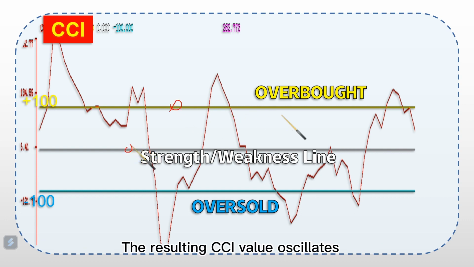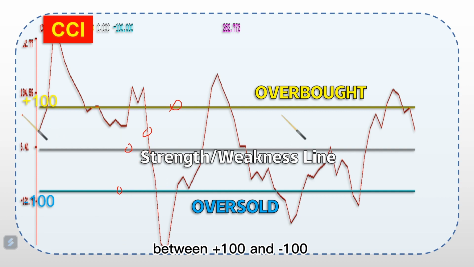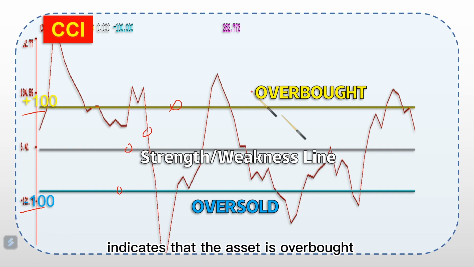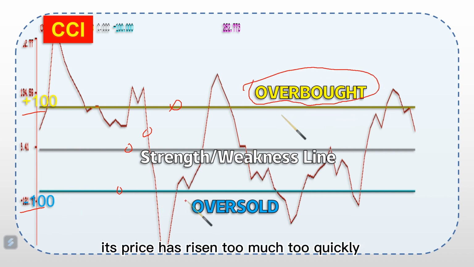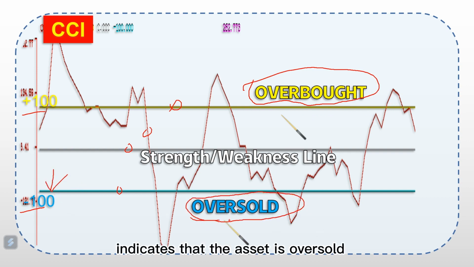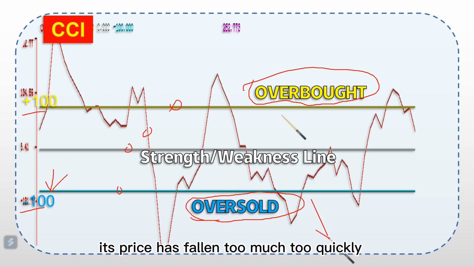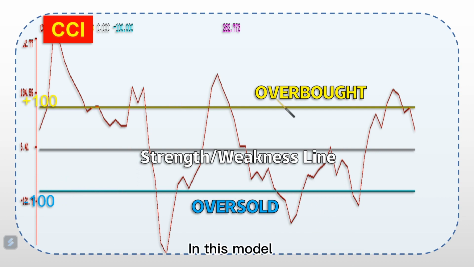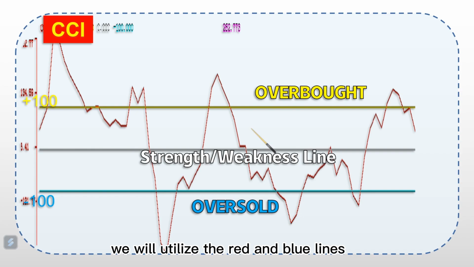The resulting CCI value oscillates between plus 100 and minus 100. A value above plus 100 indicates that the asset is overbought. Its price has risen too much too quickly, while a value below minus 100 indicates that the asset is oversold. Its price has fallen too much too quickly. In this model, we will utilize the red and blue lines.